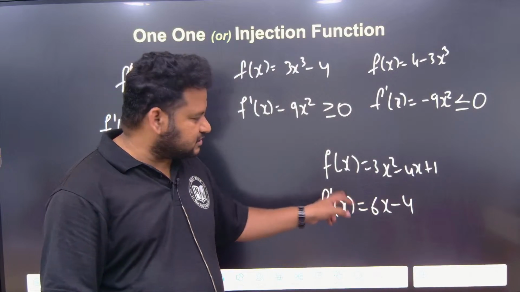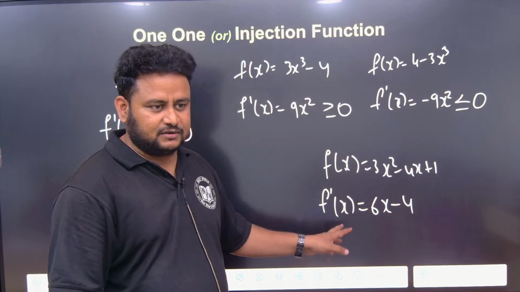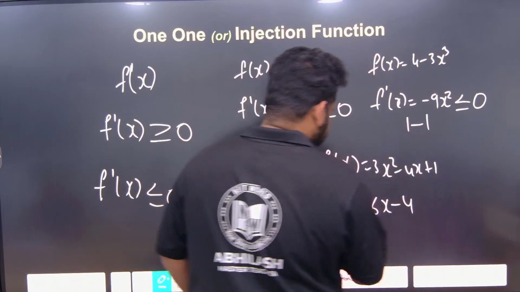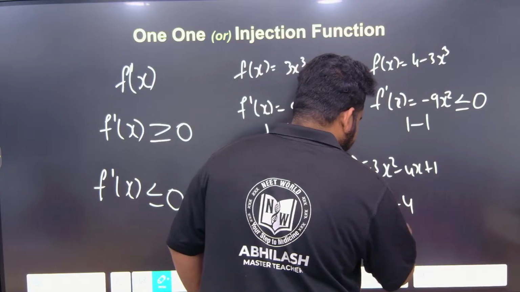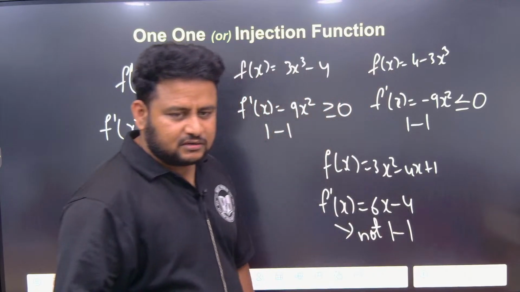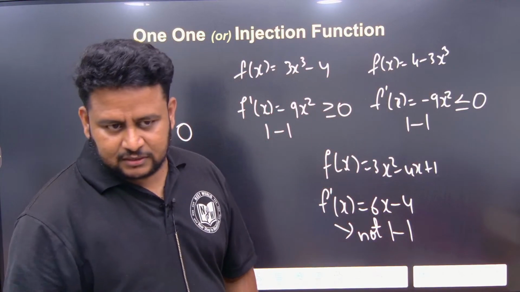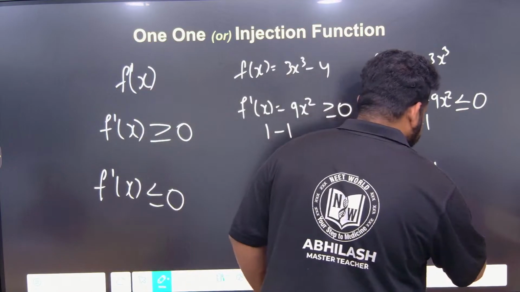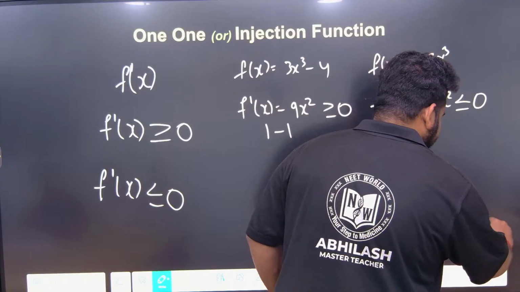Correct? So such type of functions are called as what? This is one-one. This is not one-one. If it is not one-one, then it is many-one. If it is not one-one, directly you can write it as many-one. Understood?